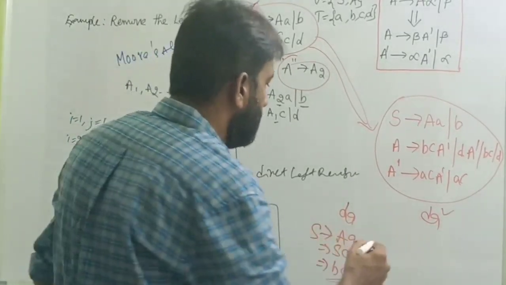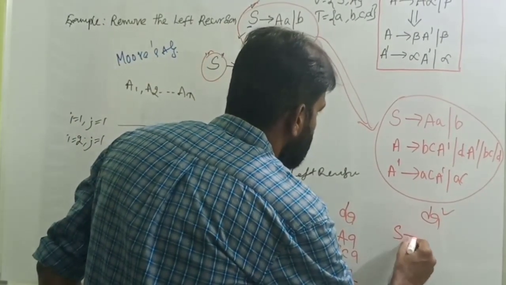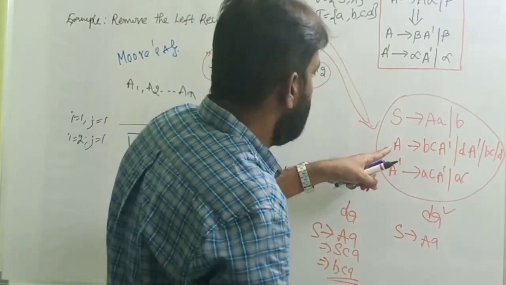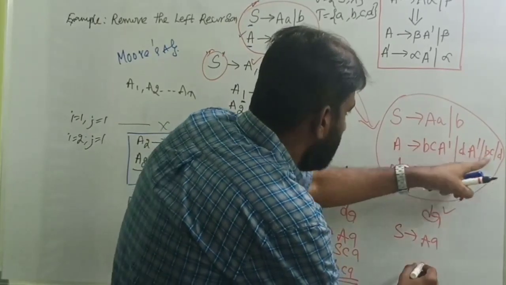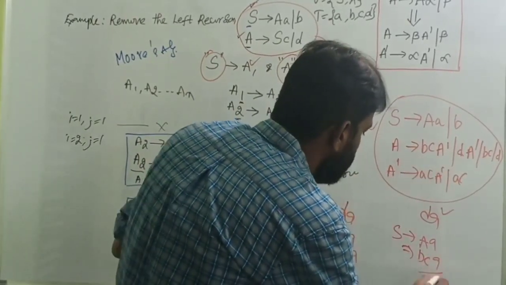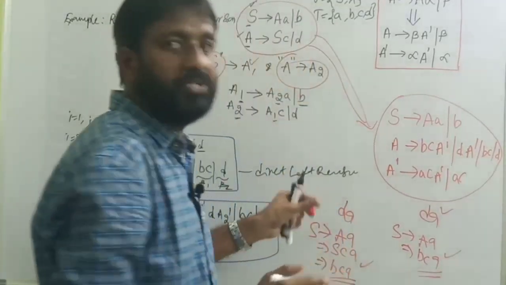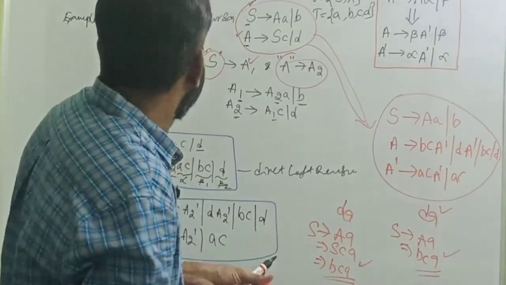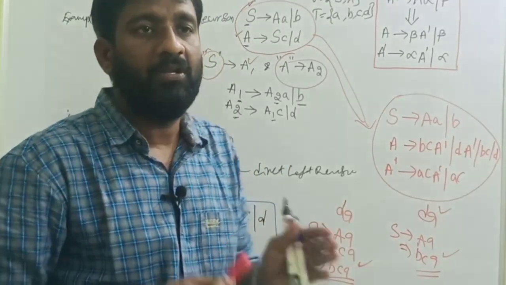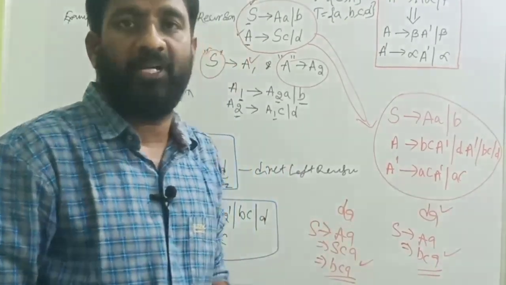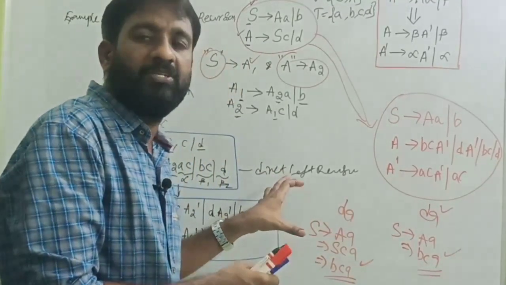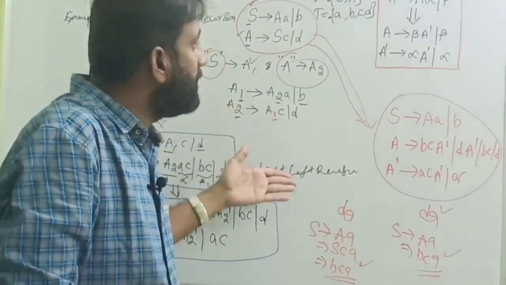So how can we cross check? Now it is S tends to A. Then A is replaced with BC, so BC A. So it is also generated. This is how you can cross check your problems. So this is all about how to eliminate direct left recursion and how to eliminate indirect left recursion. According to Moore's method, we convert indirect left recursion into direct left recursion, then we apply this formula.